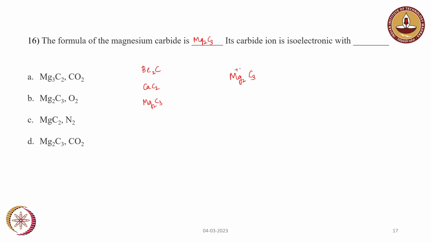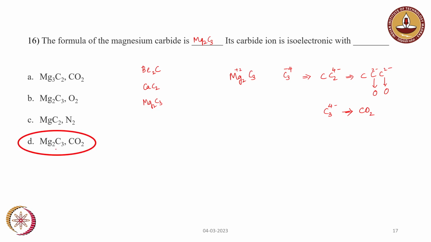In Mg2C3, the oxidation state of one magnesium is +2, so overall Mg2 will be +4. So C3 should be -4. So C3 is in the -4 state. We can rewrite it as C and C2 2-, so one carbon is C and the other is C2 2-. Carbon and 2 electrons is like oxygen, so it will be CO2. C3 4- is isoelectronic with CO2. So the answer is option D. Magnesium carbide has the formula Mg2C3, and the carbide ion is isoelectronic with CO2.